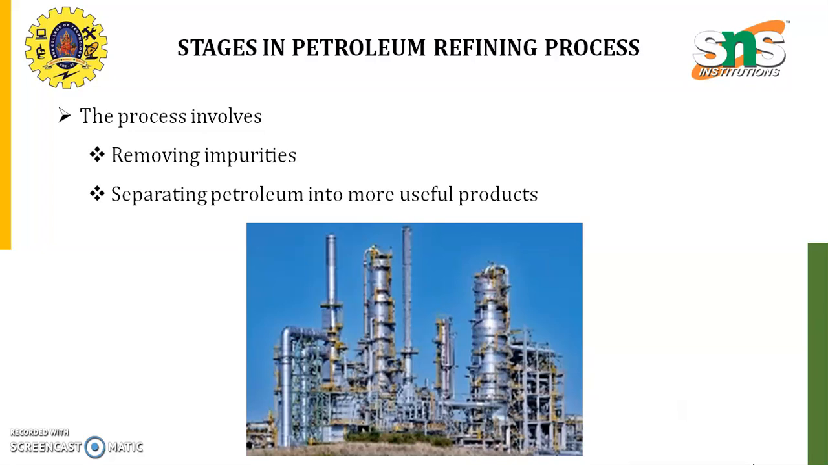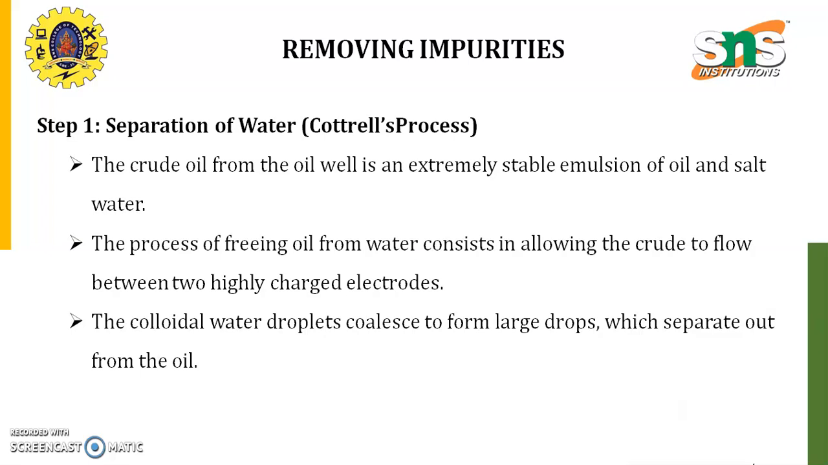Let us discuss the stages in the petroleum refining process. The petroleum refining process involves removing impurities and separating petroleum into more useful products. Step 1 consists of separation of water. This is also known as Cottrell's process.